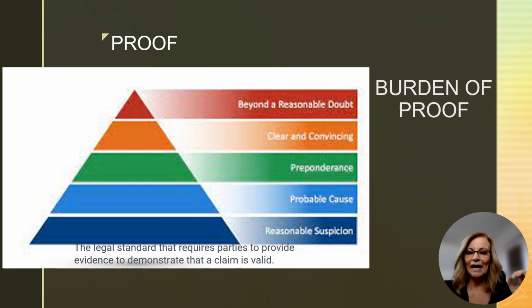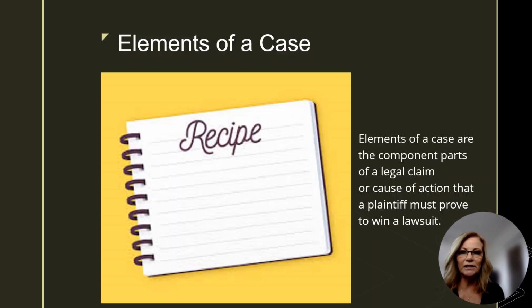And so the highest level is in a criminal case, and that's because of our constitutional protections. We have that constitutional presumption of innocence. And so you must be guilty of every element beyond a reasonable doubt. So let's see how that works. Elements of a case, remember, are the component parts.